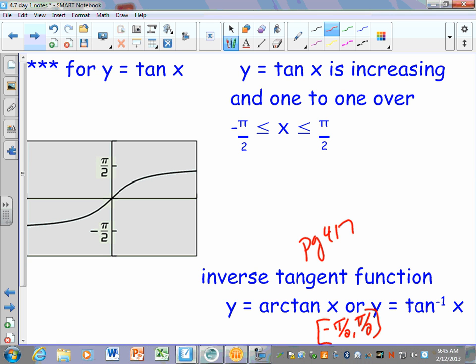And so I think maybe on the next page I've summarized this for you, the domain and range of each one, so that you have something to go back and look at for these three.